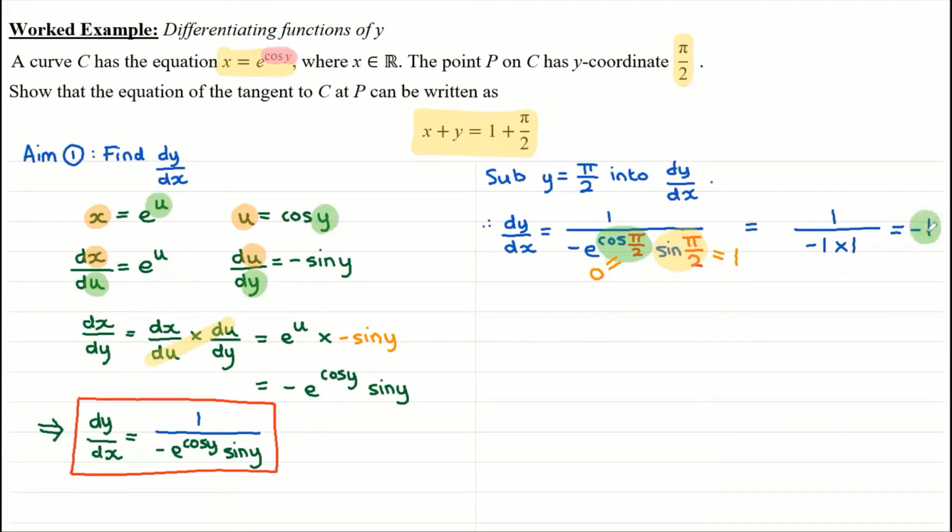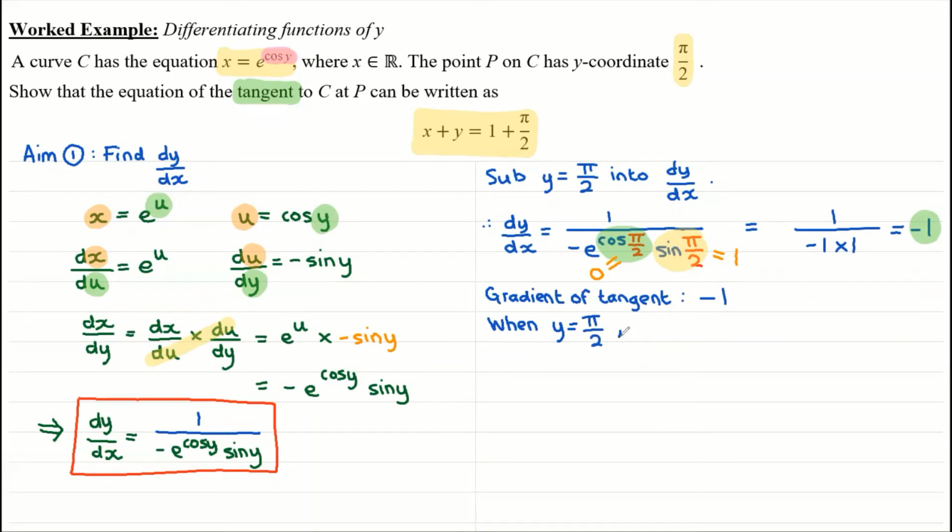Okay, so we've got the gradient. Now, just reading the question again, what do we need to do with this information? Well, we need to find the equation of the tangent. We've got the gradient of the tangent already. We now know it's just going to be negative 1. And we need 2 coordinates, so we need the y-coordinate and the x-coordinate. We've got the y-coordinate, so we need the x-coordinate. So when y is equal to pi over 2, how do we find the x-coordinate?